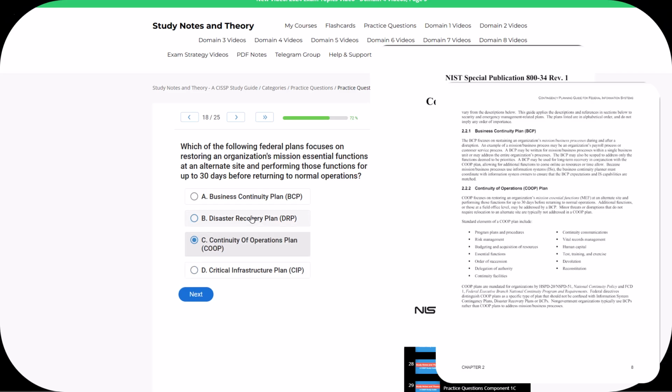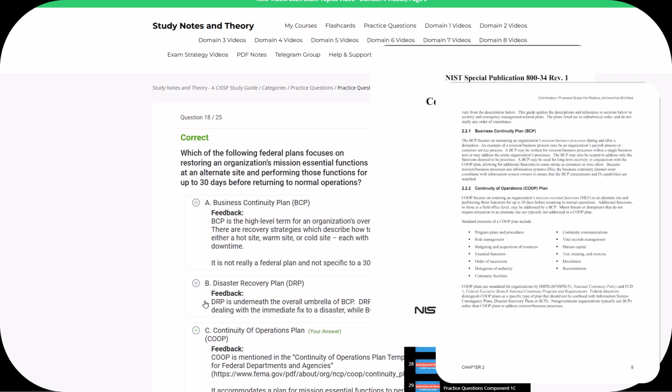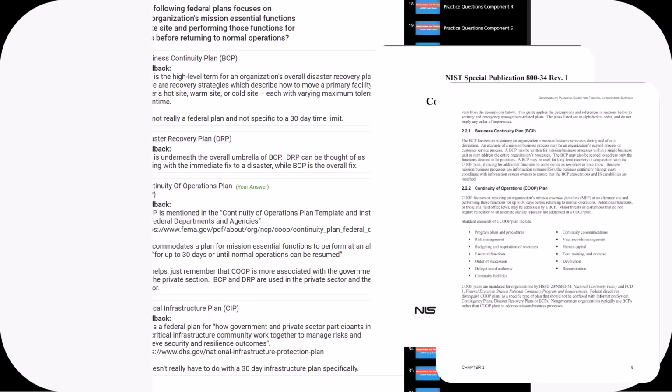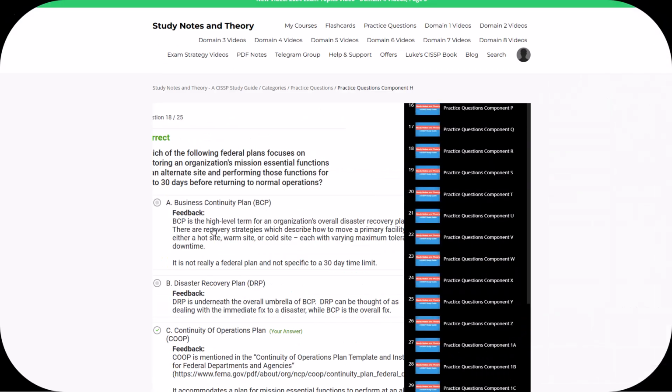DRP is a short-term thing. BCP is a long-term objective, and critical infrastructure plan, CIP, I don't know if that's even a CISSP thing. Choice C. Yeah, correct. See, COOP is mentioned in the Continuity Operations Plan template and instructions for federal departments and agencies at FEMA.gov. I remember that continuity operations and federal agencies were related. If I learned nothing else from my CISSP books, I knew at least those two terms were related, and that's what helped me answer this question.